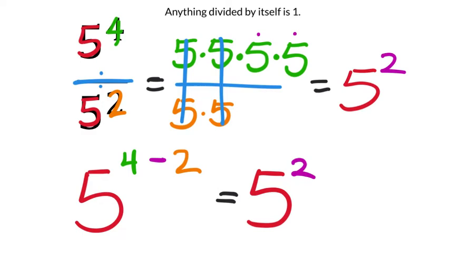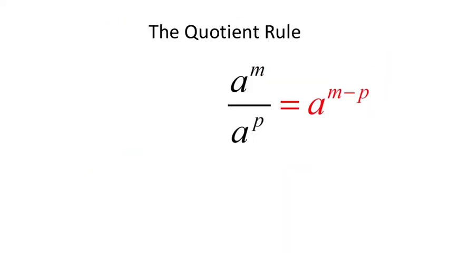Okay, so again, don't get this confused, because the denominator exponent matched 5 to the power of 2 with the answer. It's really that we were subtracting. And that subtraction comes from this idea that anything divided by itself is 1. Okay. So there's our rule.